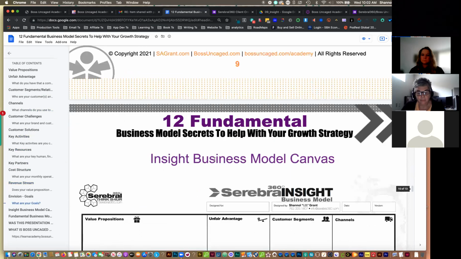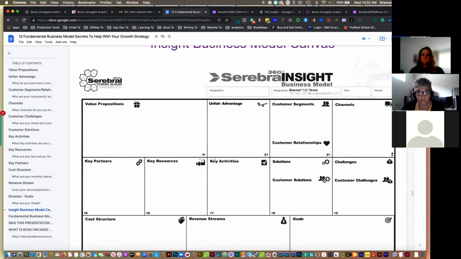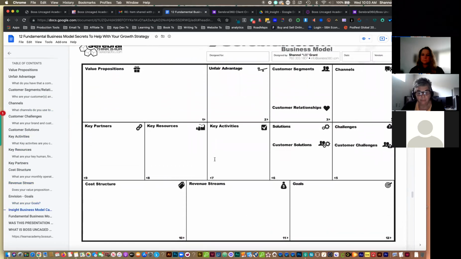All right, so that's like the general of the 12. So visually, what does that look like? So if you've never seen the canvas before, this is what it looks like.